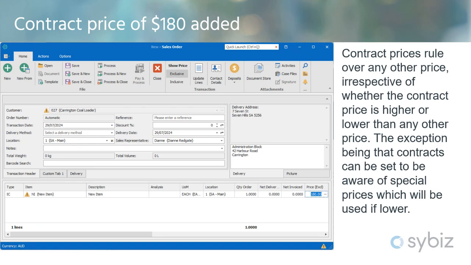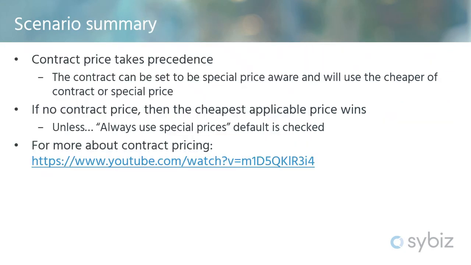And so you have the ability with the contracts to say, okay, well, if that's a scenario and I don't want to make my key customer upset, I'm just going to say, okay, I want to also consider special prices. So when you do have those short-term promotions, if the special price is less than the contract price, then the special price will be taken up in that scenario. Okay, so as far as pricing is concerned, the contract price takes precedence, but as I said, it can be made special price aware as well.